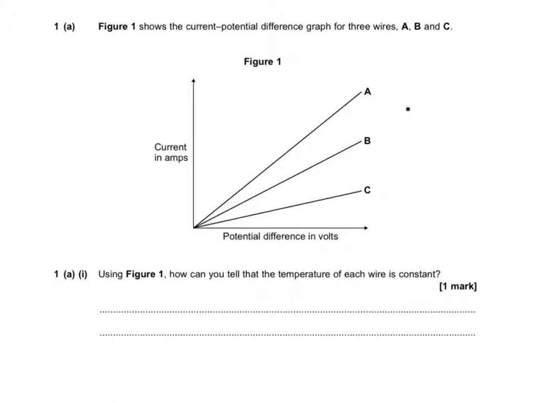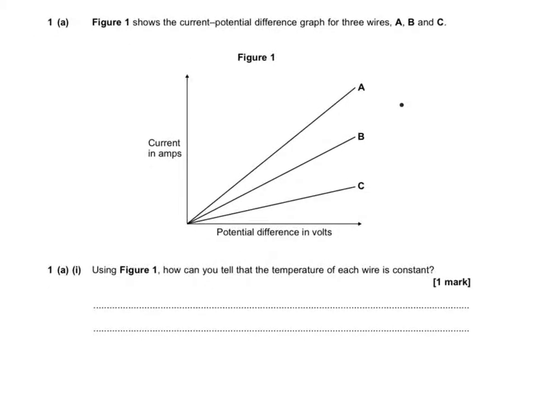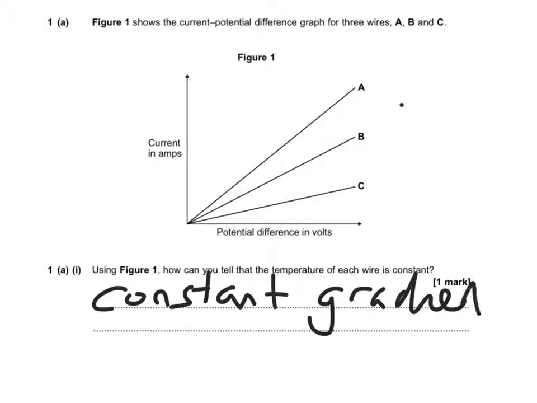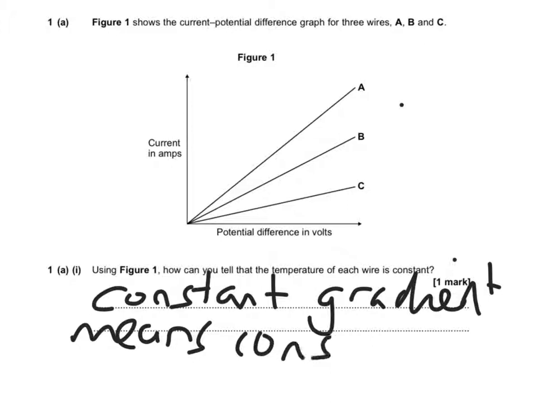So let's just write something down that we get the mark for. We can say that the constant gradient means constant resistance. I'm just going to put R because you know what that means, constant resistance. And constant resistance essentially means that the temperature of the wires is not changing. And that will get you 1 mark. You could get a mark for constant gradient or constant resistance.